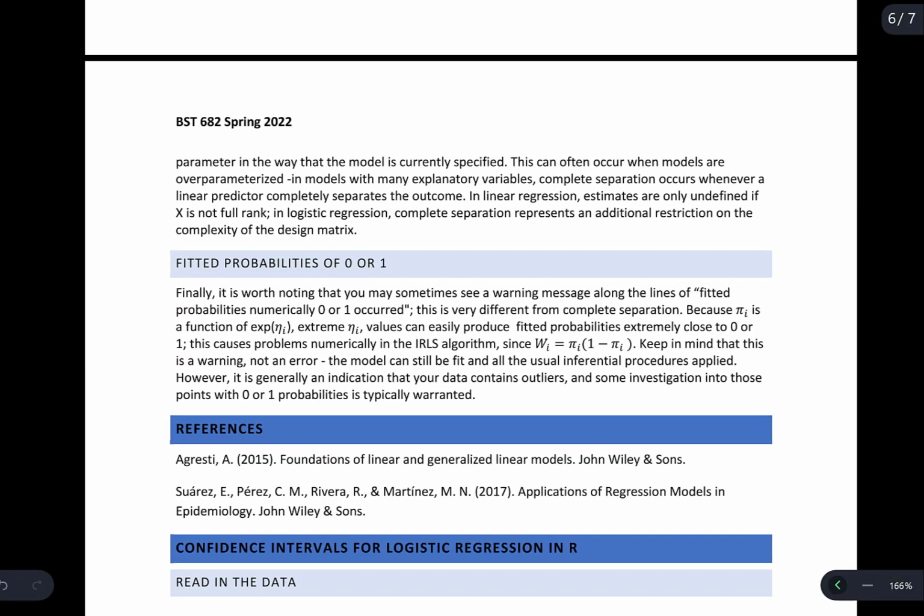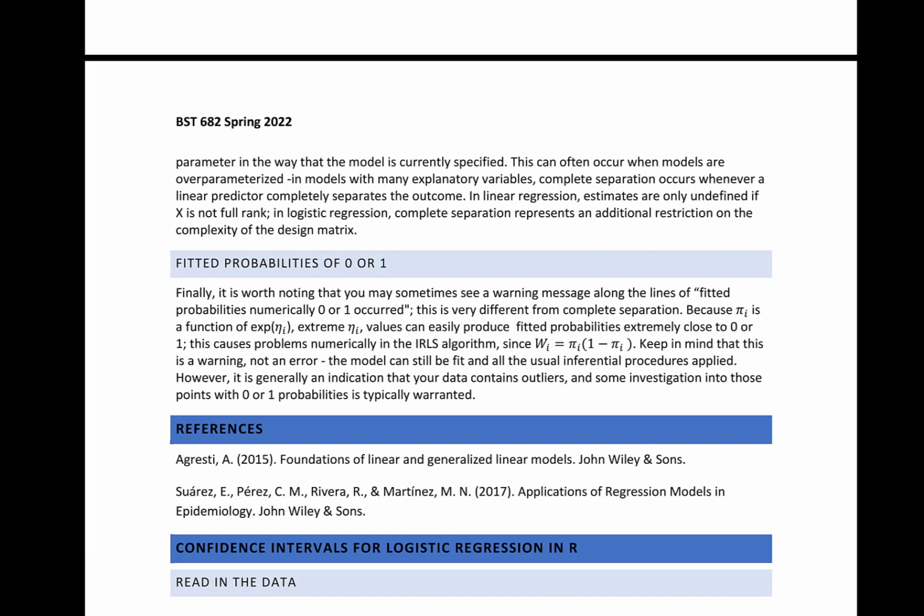And then this last note here: fitted probabilities of 0 or 1. Finally, it is worth noting that you may sometimes see a warning along the lines of "fitted probabilities numerically 0 or 1 occurred." This is very different from complete separation, because pi_i is a function of e to the eta_i. Extreme eta_i values can easily produce fitted values extremely close to 0 or 1. This causes problems numerically in the iteratively reweighted least squares algorithm, and this occurs because w_i is equal to pi_i times (1 minus pi_i). So you can imagine, if pi_i is close to 1 or 0 here, you're going to end up with 0.